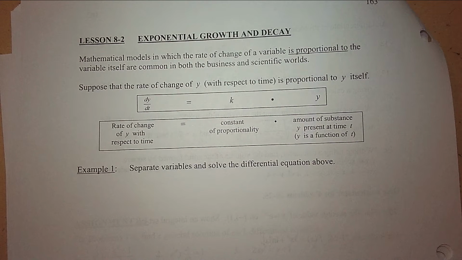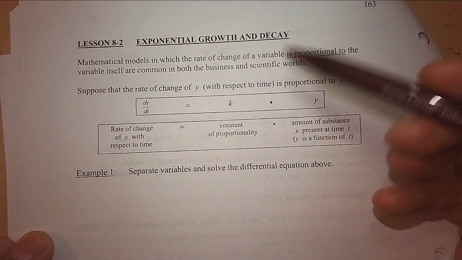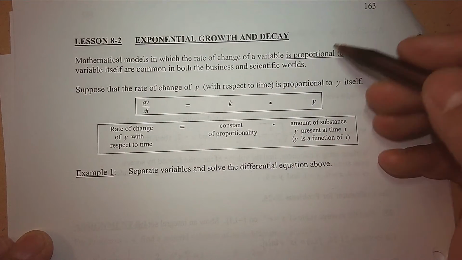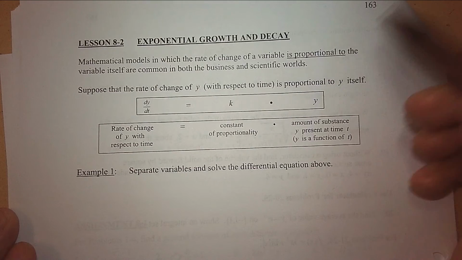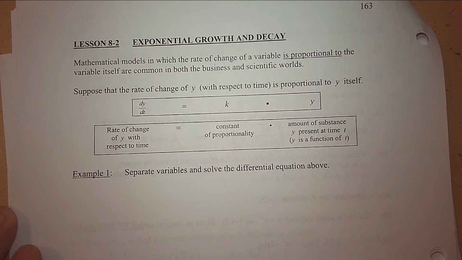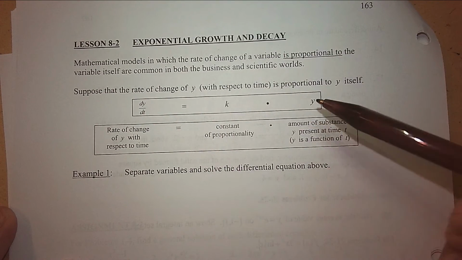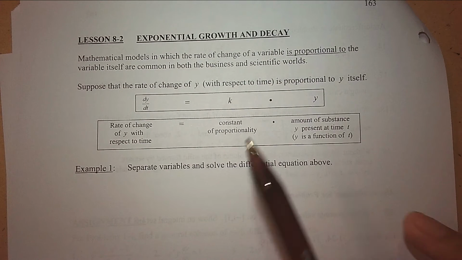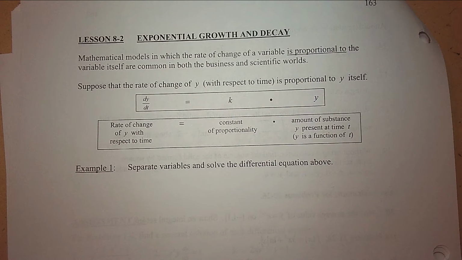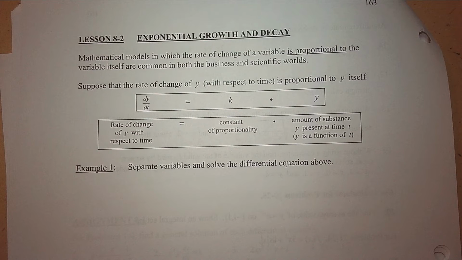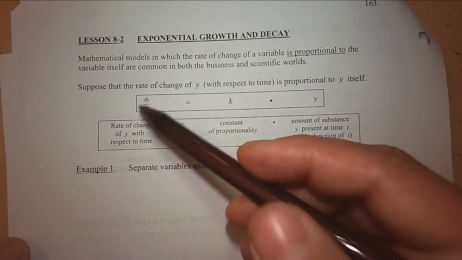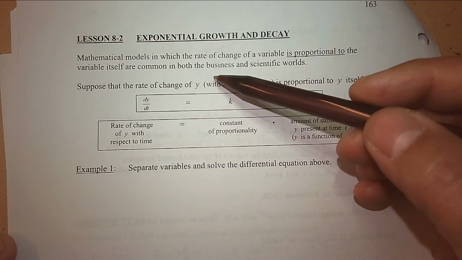So, math models in which the rate of change of a variable is proportional to the variable itself are common in both business and scientific worlds. That's that concept of compound interest. That would be the business world. And in science, it's how things in nature grow or decay, whatever the thing in nature is that's growing or decaying. So it says, suppose that the rate of change of y.